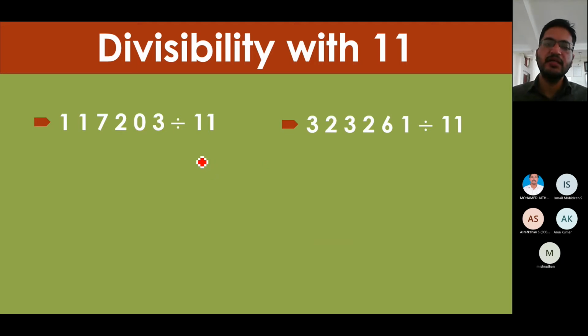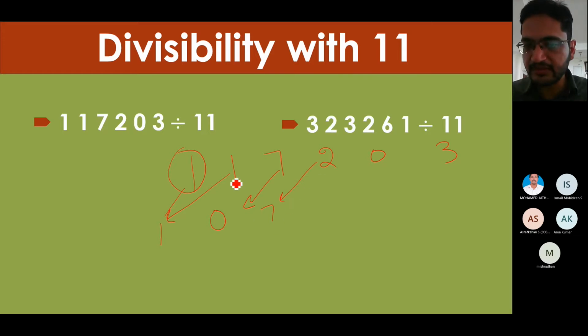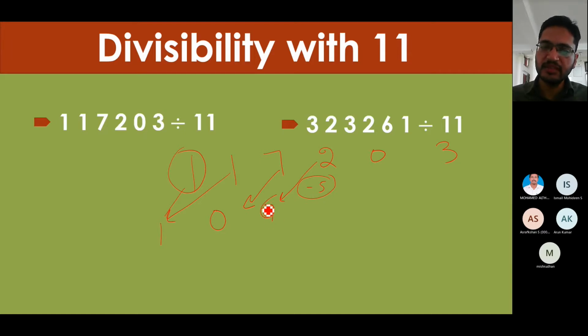More examples. 117203. This number as it is. Now 1 minus 1, that is 0. 7 minus 0, that is 7. Now 2 minus 7, that is minus 5. Because the difference is negative, I will take 1 from this 7. This will become 6 and I will write 1 before 2. This is 12. Now 12 minus 6, that is 6.